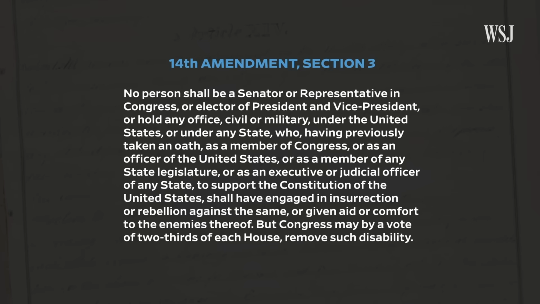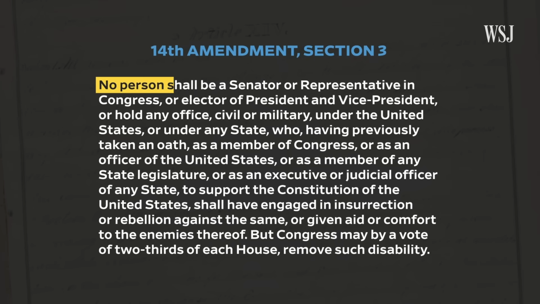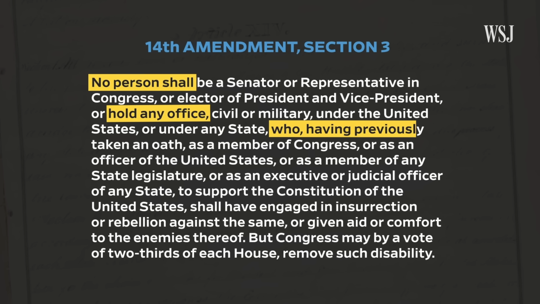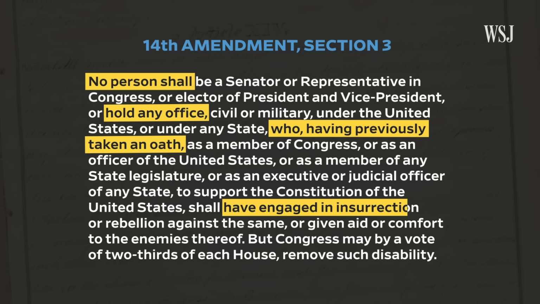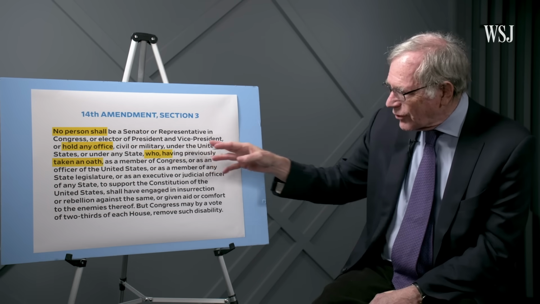The case hinges on this part of the 14th Amendment, Section 3, that says, "No person shall hold any office who, having previously taken an oath, have engaged in insurrection or rebellion." It seems pretty straightforward, but scholars say this language raises a lot of questions.